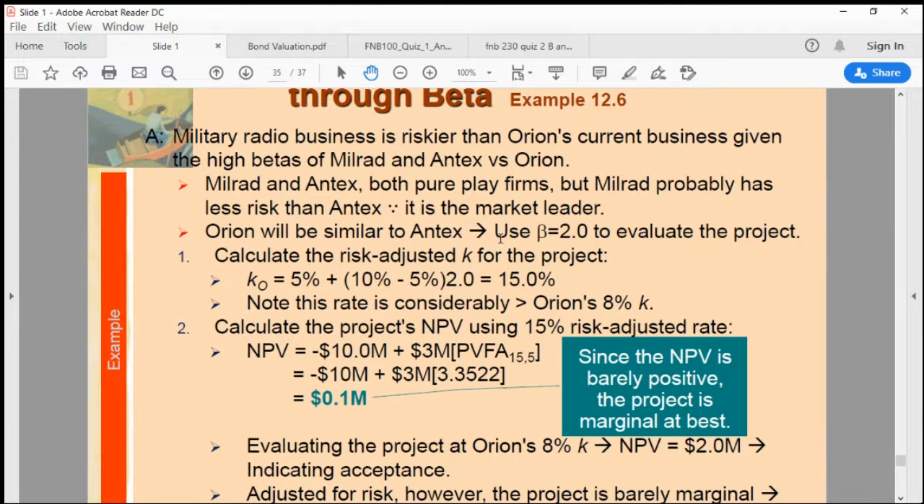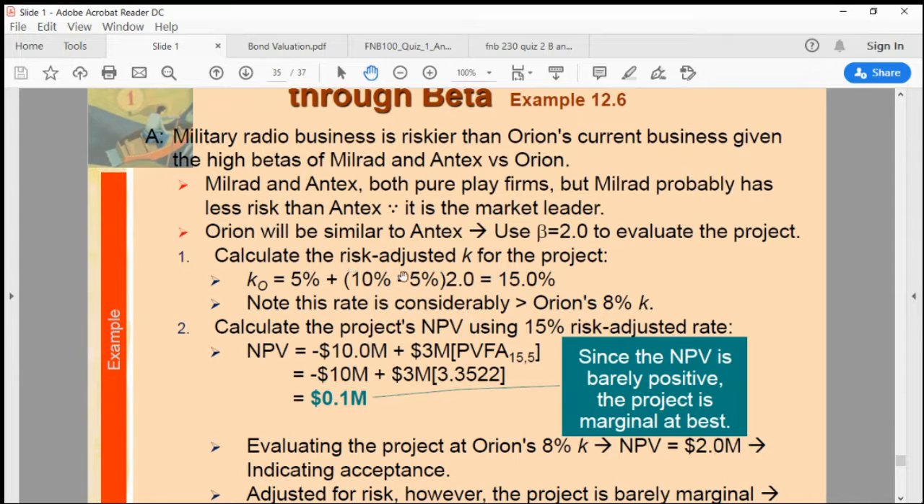So we would use Antex's beta of 2 to evaluate the project. Then calculate the risk-adjusted cost of capital for the project. So KO then is Orion's cost of capital. Risk-free return, the Treasury bill.